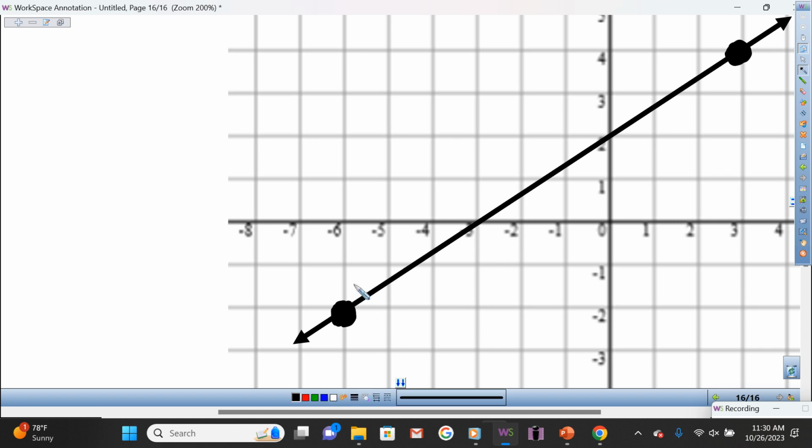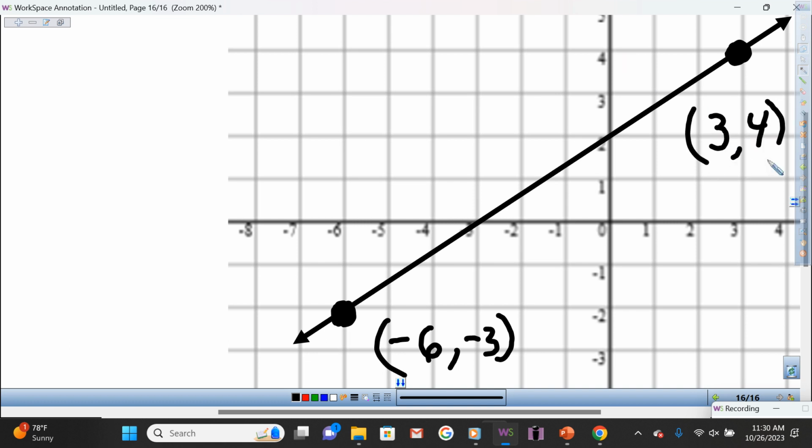So, let's see. What points did we use? We used this one. This is -6 and -3. And this one is (3, 4). Yeah? Did I make the mistake? Oh, (-6, -2). My bad. Yeah, I did that to see if you were paying attention. Which you were. Very good.